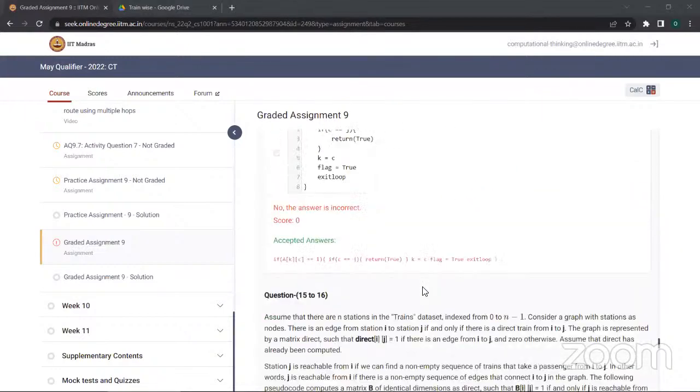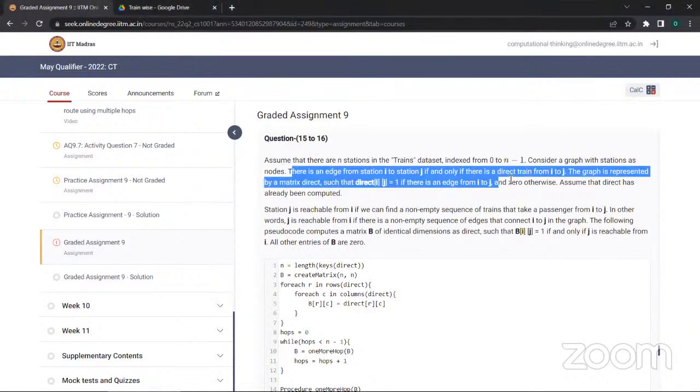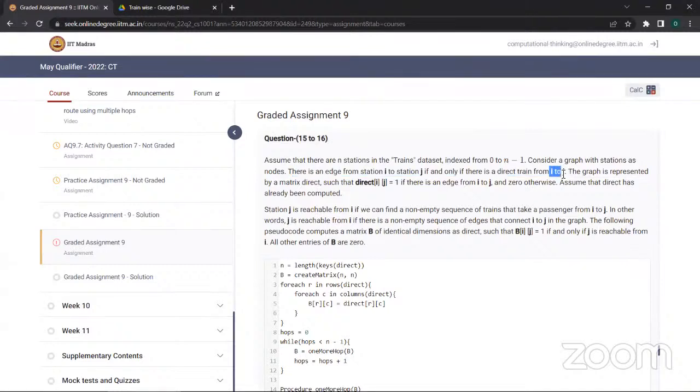Where is that question? Okay, what does it say? There is an edge from station I to J if and only if there is a direct train from I to J. When we say there is a direct train from I to J, that means we are considering I, J as starting and ending points. And this particular direct matrix is precisely mentioned in the lecture also, right?